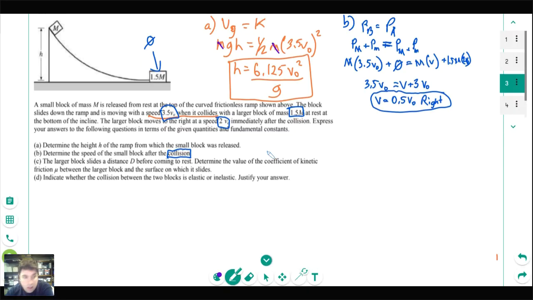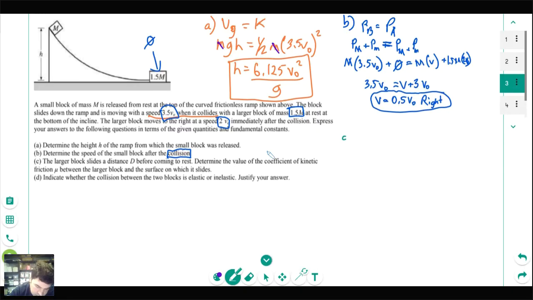Part C. The larger block slides a distance d before coming to rest. Determine the value of the coefficient of kinetic friction between the larger block and the surface on which it slides. All right, so this one, we're looking for friction. And friction, hopefully to you too, there's only two options here. We're either looking at forces, normal force, force of gravity, that sort of thing, or we're looking at work, non-conservative forces taking away energy. And based on the fact that we've done energy already, and I see no mention of anything in this question that's talking about forces, we're going to do the energy method for that as well.